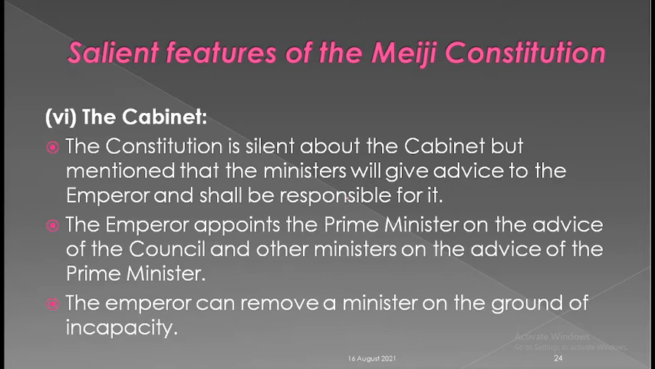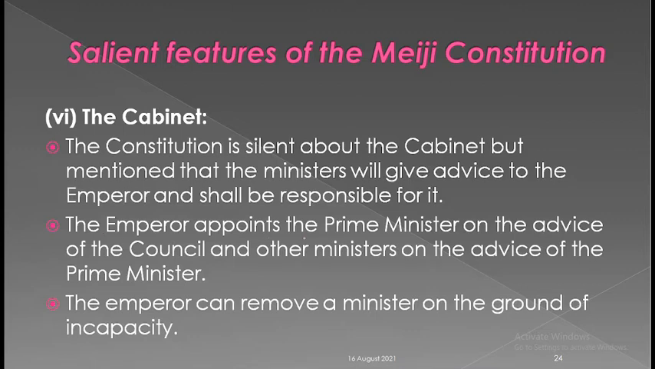The government should have a cabinet headed by a prime minister, and this cabinet from time to time gives advice to the emperor, but their advice is not binding on the emperor. The emperor will listen, and if he wants to follow, he will follow. If not, he can reject the advice of the cabinet, because the emperor continued to be very strong, and the cabinet was a much weaker cabinet.